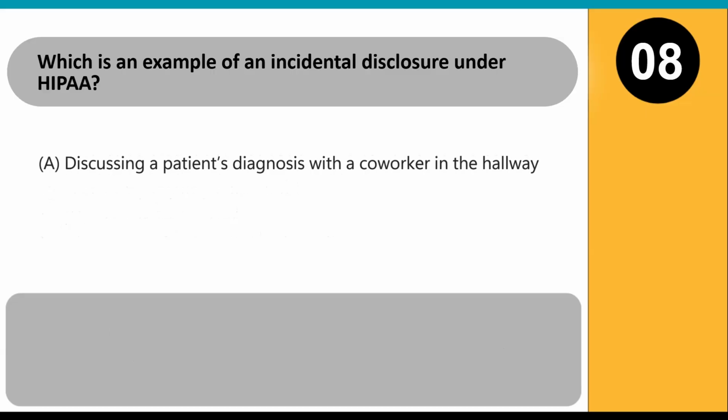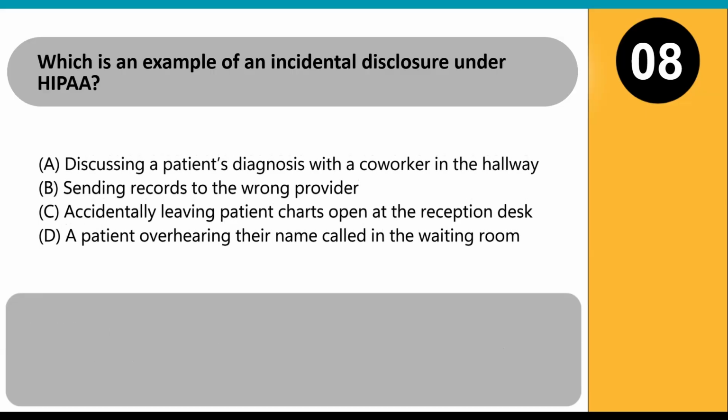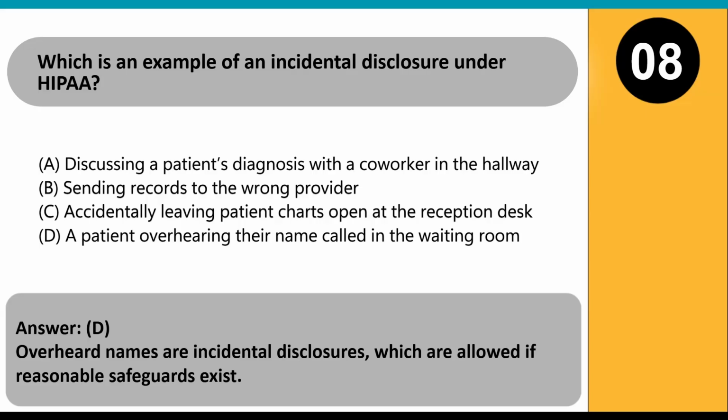Which is an example of an incidental disclosure under HIPAA? A. Discussing a patient's diagnosis with a coworker in the hallway. B. Sending records to the wrong provider. C. Accidentally leaving patient charts open at the reception desk. D. A patient overhearing their name called in the waiting room. Answer: D. Overheard names are incidental disclosures, which are allowed if reasonable safeguards exist.